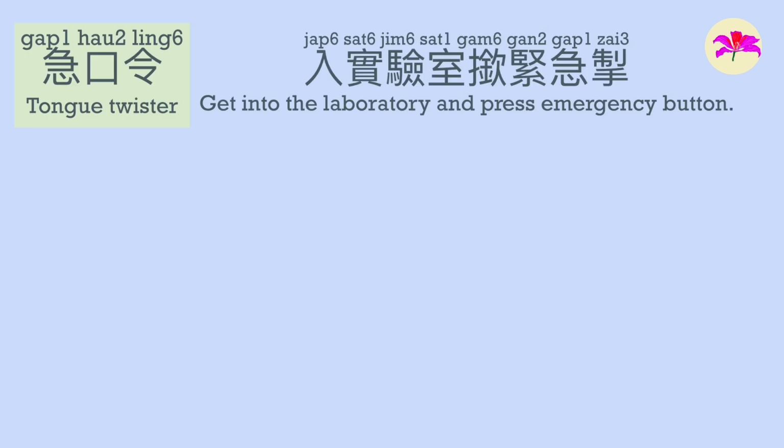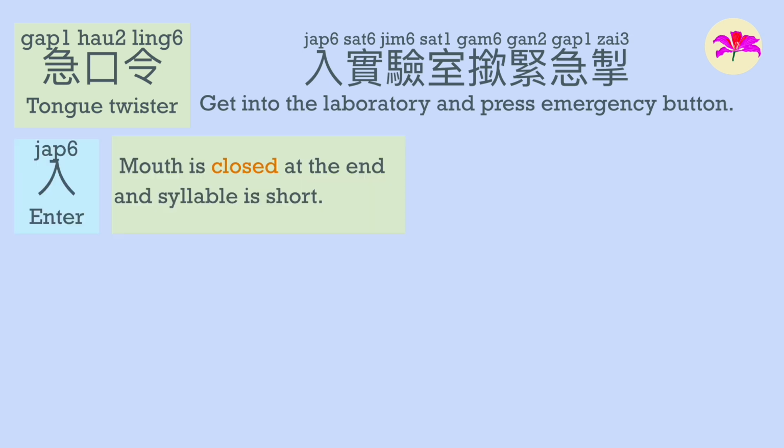Now we have mastered all the endings and we can go back to the tongue twister. 急口令 入實驗室撳緊急掣 Get into the laboratory and press the emergency button. Now we will say the tongue twister word by word slowly. You can refer to the notes beside and make sure that you pronounce it correctly. Okay, so let's start.